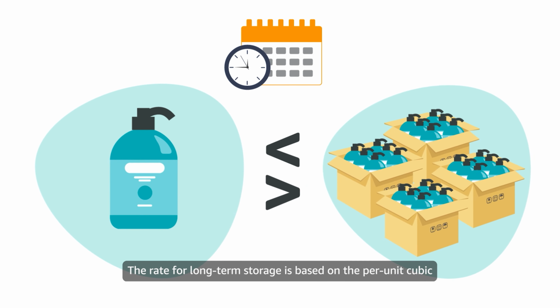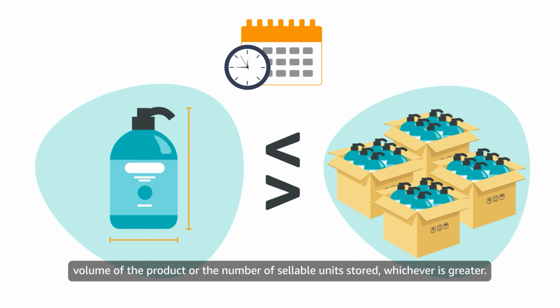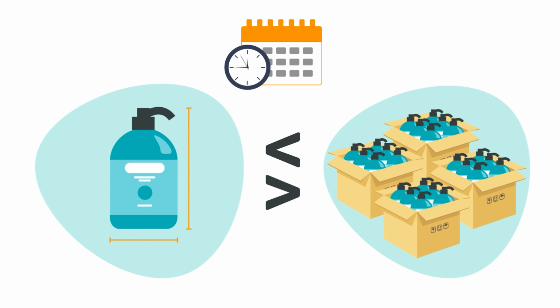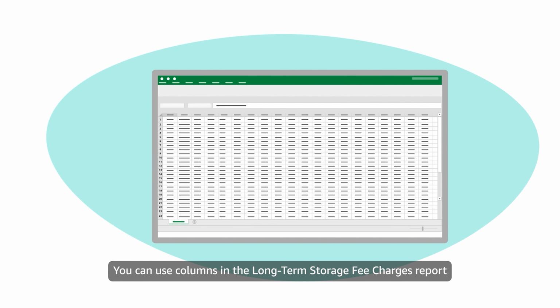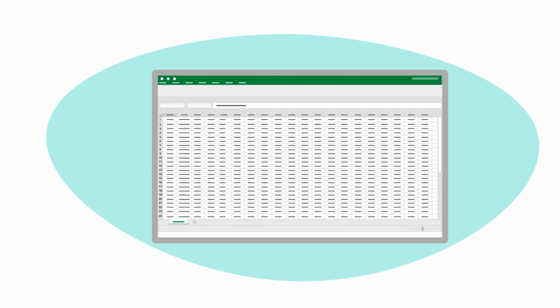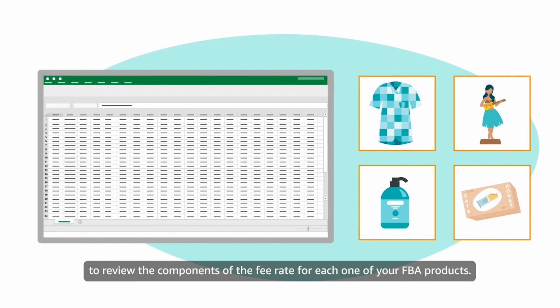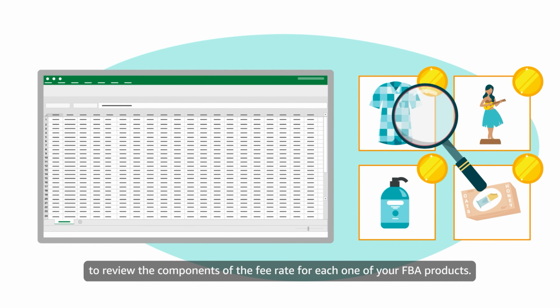The rate for long-term storage is based on the per unit cubic volume of the product, or the number of sellable units stored, whichever is greater. You can use columns in the long-term storage fee charges report to review the components of the fee rate for each one of your FBA products.